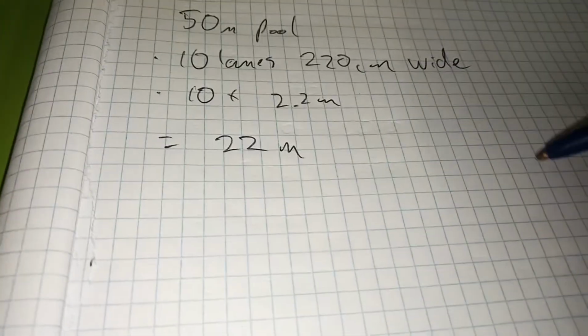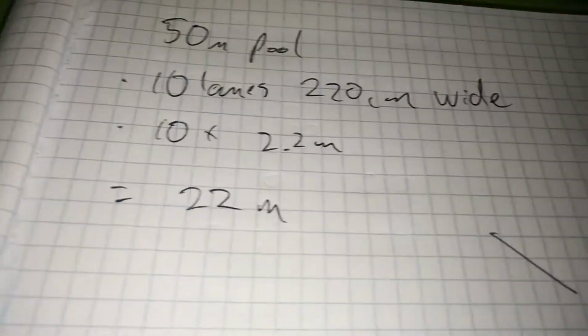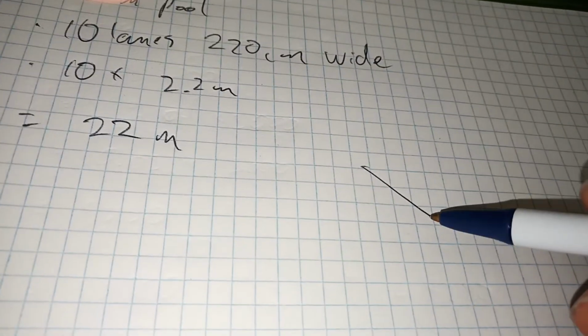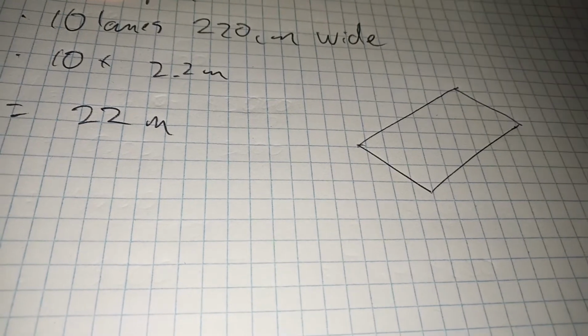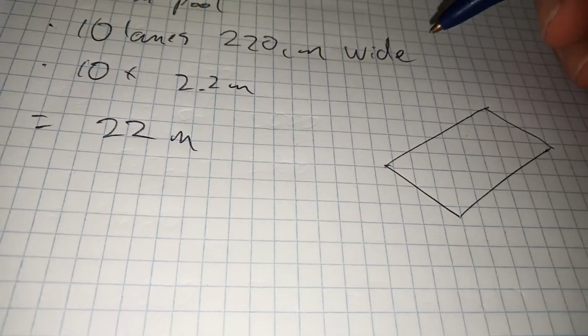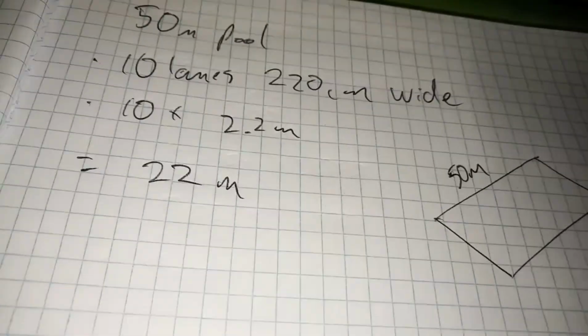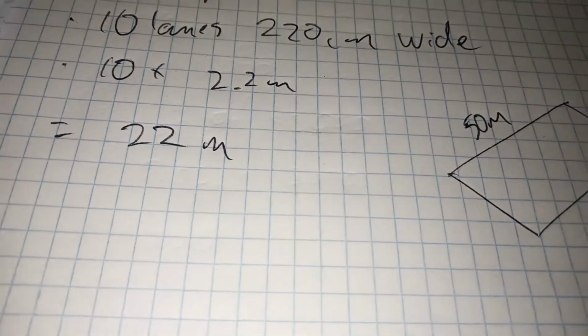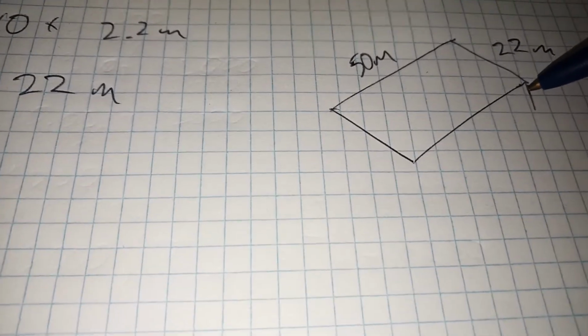Okay, now the pool is a rectangle. Let's draw it like this. The pool is a rectangle, and we now know that it is 50 meters long, 22 meters wide. Okay, this is part of my problem solving approach, is drawing a sketch.